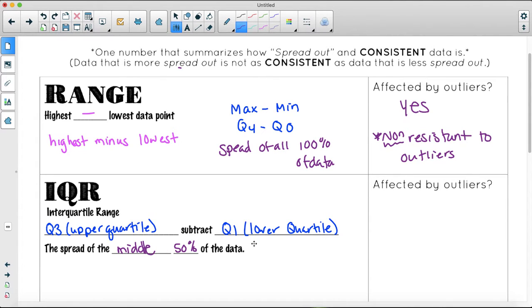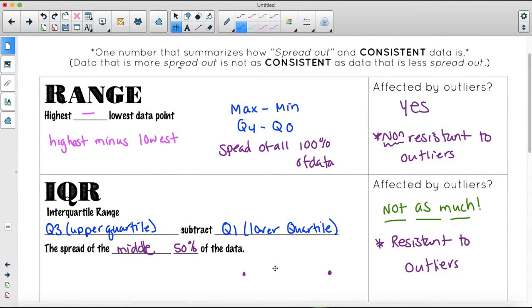Because I'm only focusing on the middle section, we do not have as much effect from outliers. The outliers do not affect the IQR as much as they do the range. So we could say that it's not as much affected by outliers, that it is more resistant to outliers. Instead of having all of the data on the outside, we're focusing more on the middle section. So my information is more consistent with each other because it's not as spread out. Most of my data would be in the middle, so I'm not going to have outliers affecting my data as much. So I can say it's more consistent.